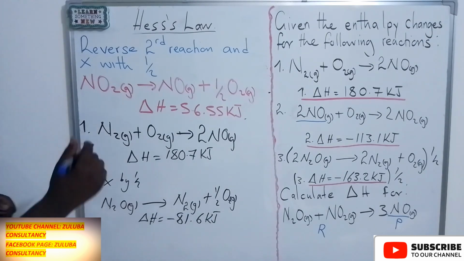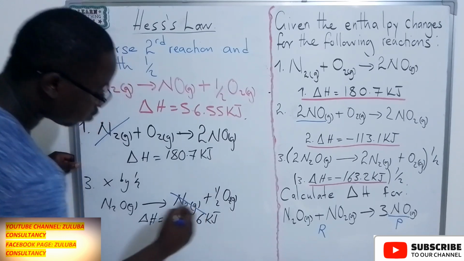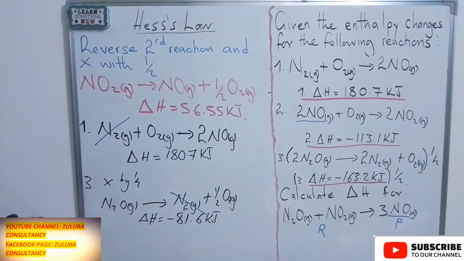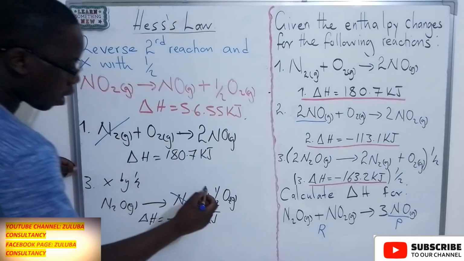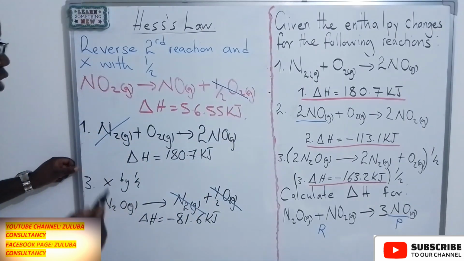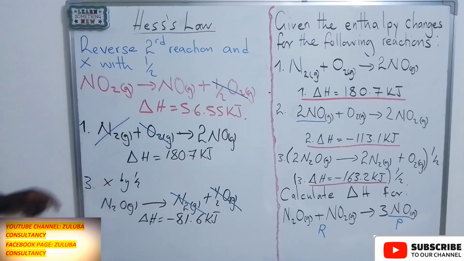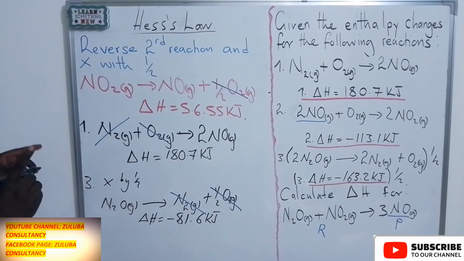Yes, look at this one. Nitrogen here. This one can simplify with this nitrogen here. What else can we simplify? Can you see that we have this half oxygen and this half oxygen? So half plus half gives you 1, which simplifies with this 1 oxygen there. After you have that, is there anything that we can simplify? No. So what are we remaining with?